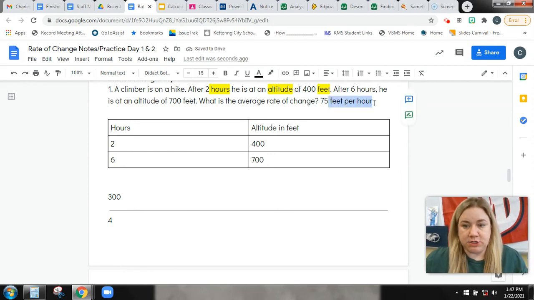I got this unit by doing Y over X. Y divided by X. Y is feet, hour is X. Remember, the Y depends on the X.